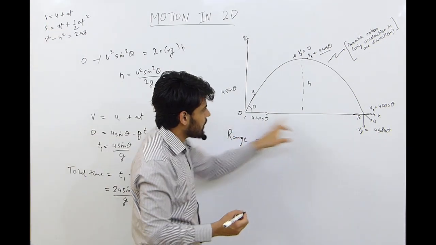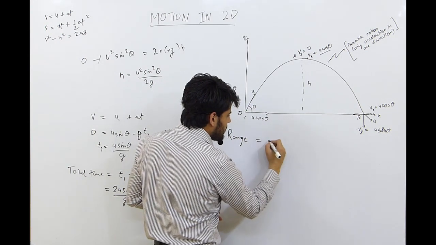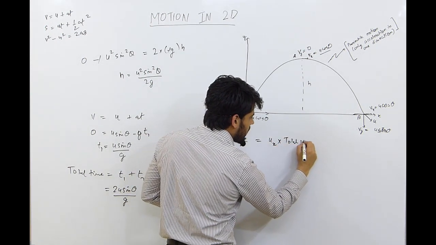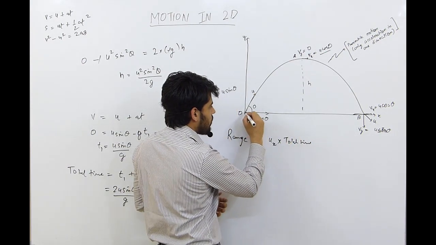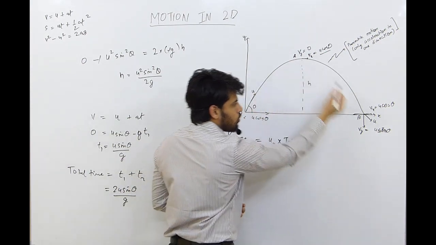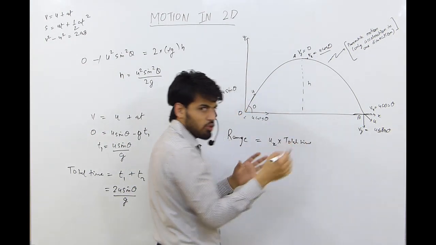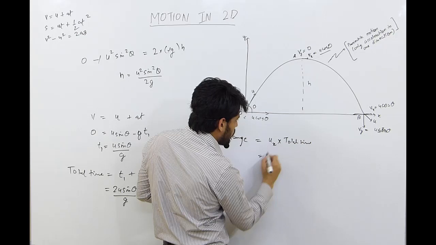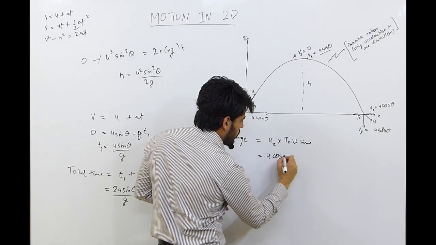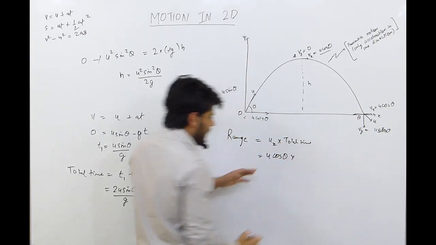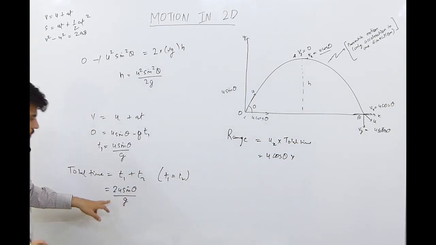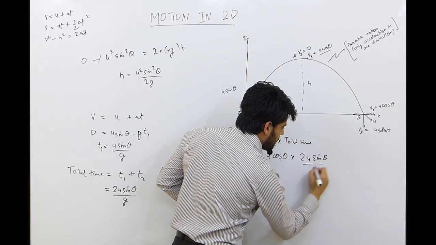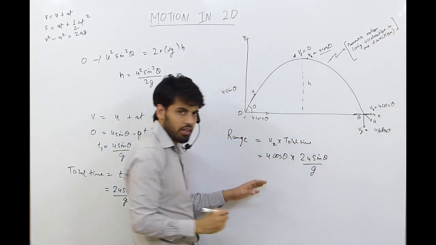Here we are using range is equal to speed in this direction, that is ux, into total time taken, because the time taken for a particular object from O to B will be the same as this time, because time is universal and it is counting simultaneously for both the events. So ux is u cos theta, and the total time we will take from that equation, 2u sin theta by g. I think it's clear to you.